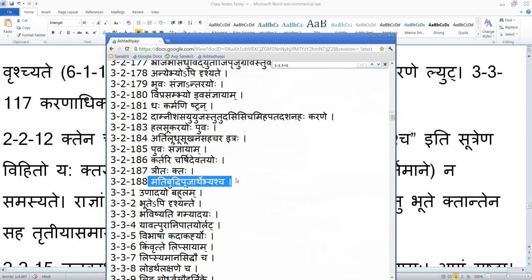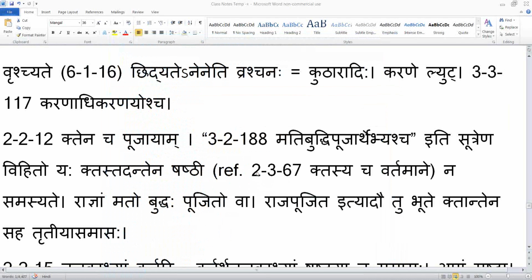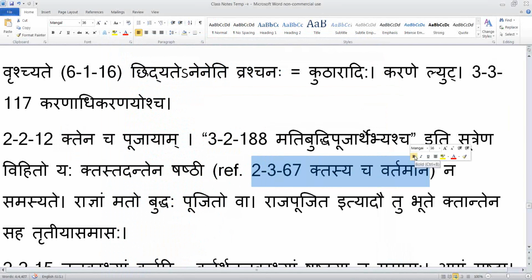So it says, rajnyam buddhaha, which is understood by the kings. Rajnyam pujitaha, respected by the king, honored by the kings. So what happens is that when this kta pratyaya is used vartamane, in these meanings, mati buddhi pujarthebhyashcha, then that other padam will take shashti. By 2367, it says Rajnyam Mataha, not Rajabhi Mataha, because Tasyacha Vartamane.